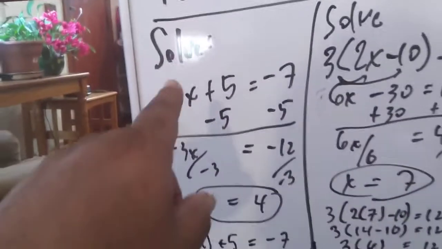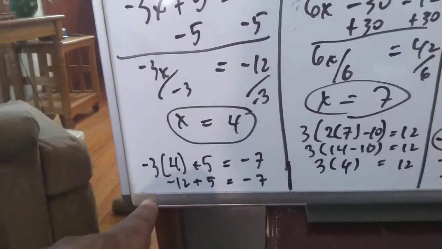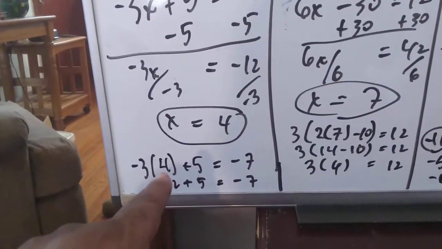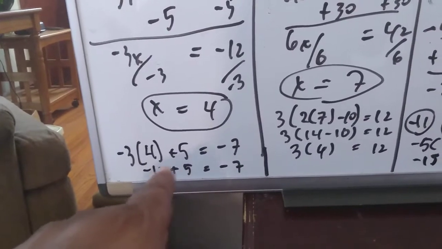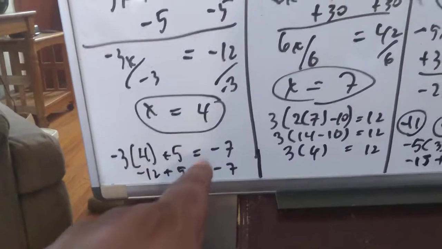The original problem said negative 3x plus 5, right? So x is 4. So negative 3 times 4 is negative 12 plus 5. Well, when you do your sign of larger, subtract 12 minus 5, 7. Keep the sign of larger, so it checks. So that one checks out. Next problem.